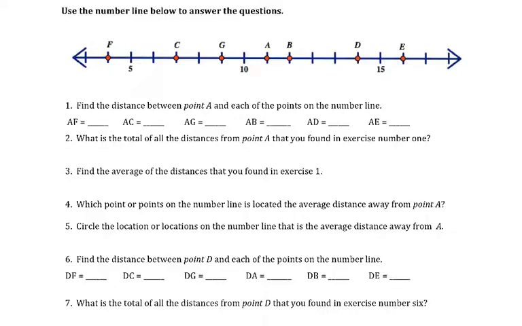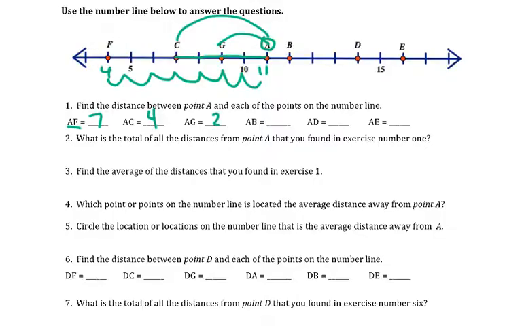So A would be right here. A and F: A is at 11, F at 4, 11 minus 4, or we count 1, 2, 3, 4, 5, 6, 7. Okay, A and C, 1, 2, 3, 4. A and G, 2, A and B, 1, A and D, 1, 2, 3, 4, and A and E, 1, 2, 3, 4, 5, 6.